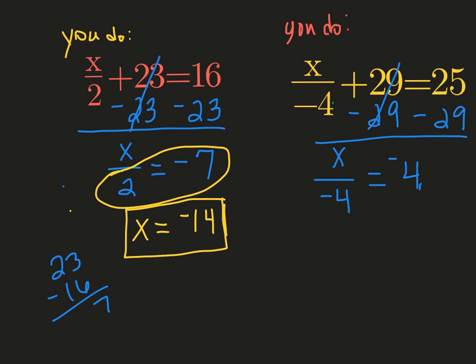Ooh, don't you dare think the answer is 1. No, no, no, no, no, it's not 1. Because the inverse of division is multiplication. So x equals 16, and since my signs are the same, my answer is positive.